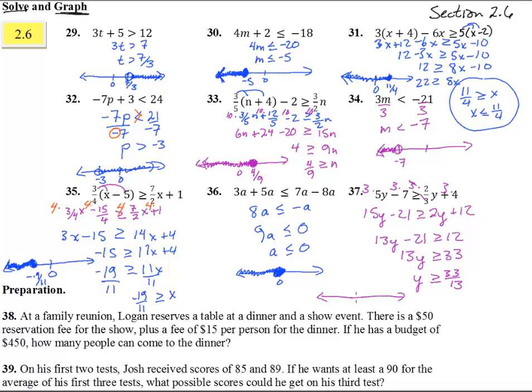And we get, there's 0. Where's 33/13? I don't know. Probably about right there, if we need to zoom out. And we have everything that's bigger than that, color that, and we get to include it, so there's a circle right there.